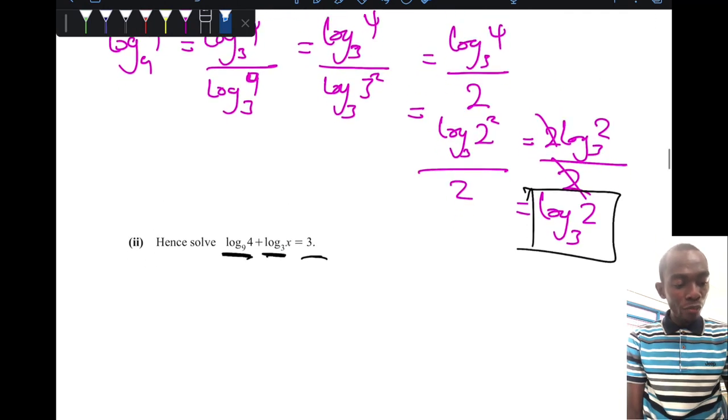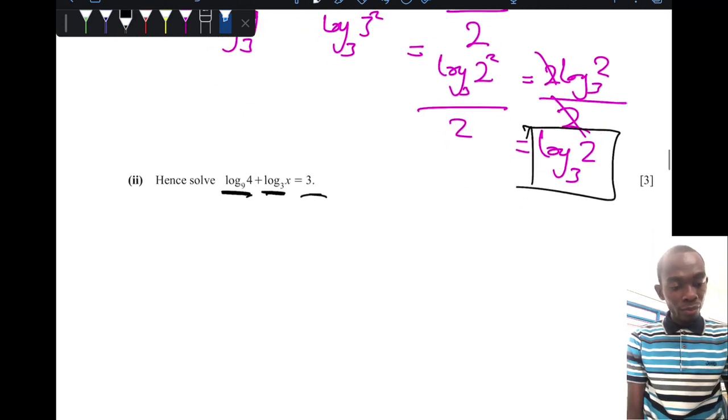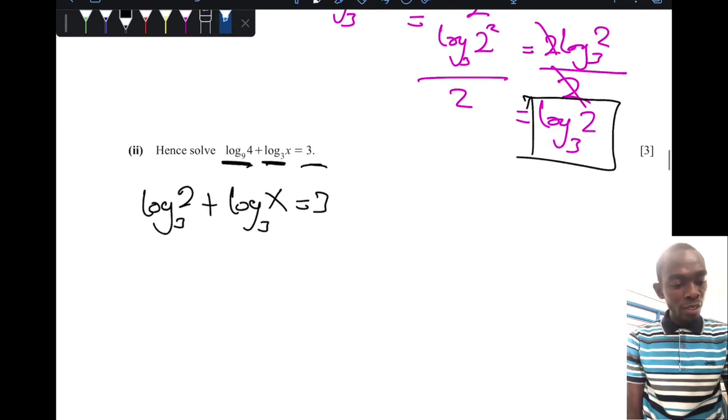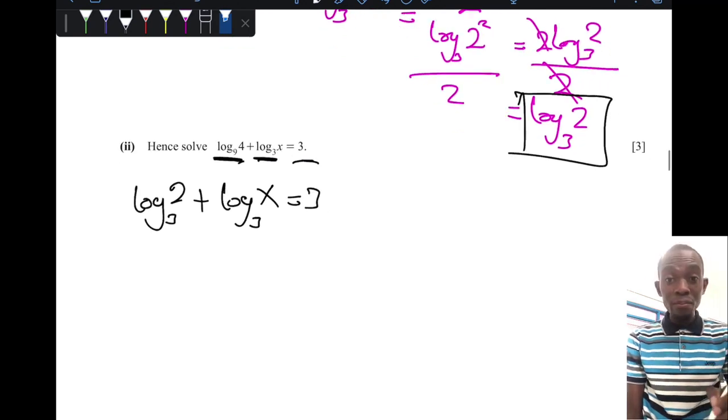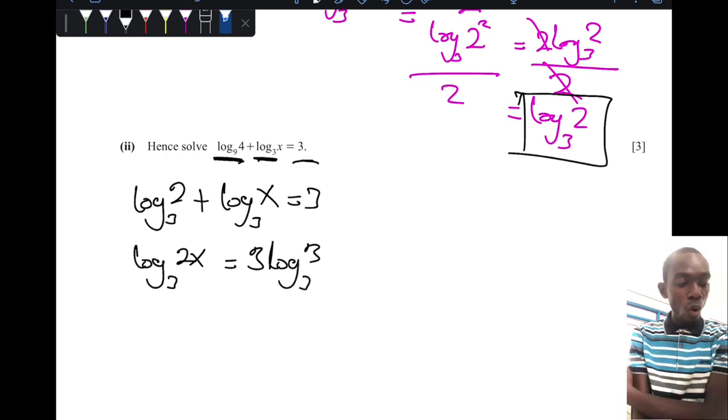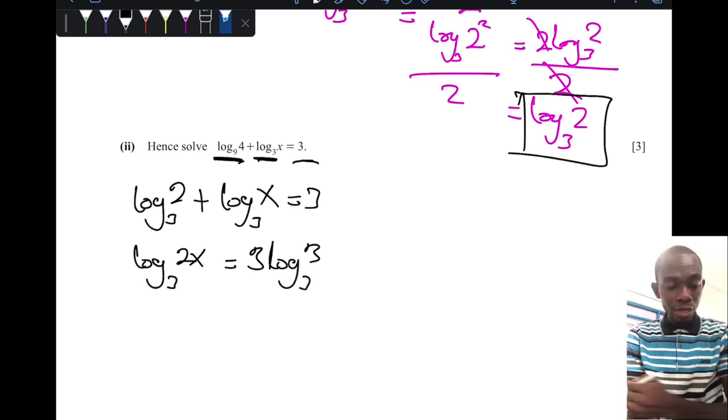But you have already solved this, haven't you? You got this. So just put it there. Don't start afresh. You solved this. You got that. Use it. So you have log 2 base 3 plus log x base 3 equals 3. Since they are adding with the same base, they come to multiply. So you have log 2x base 3 equals log 3. You want to do 3 base 3 because the base in this case is base 3.